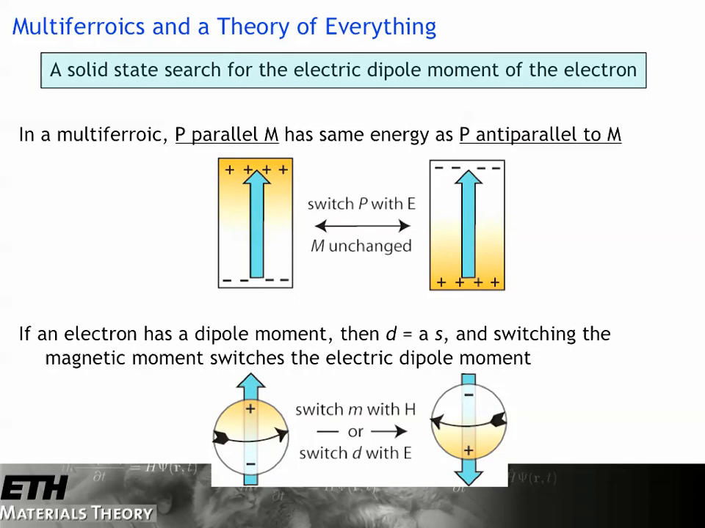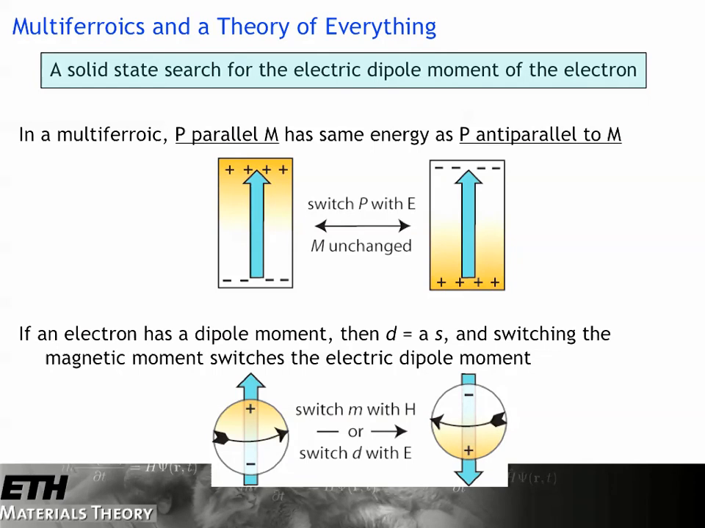Okay. So again, making a room temperature multiferroic is really, really hard. And so we decided it might be easier instead to figure out the origin of the universe or something. And the way that we're doing this is by a solid state search for the electric dipole moment of the electron, not the magnetic moment of the electron, the electric dipole moment.